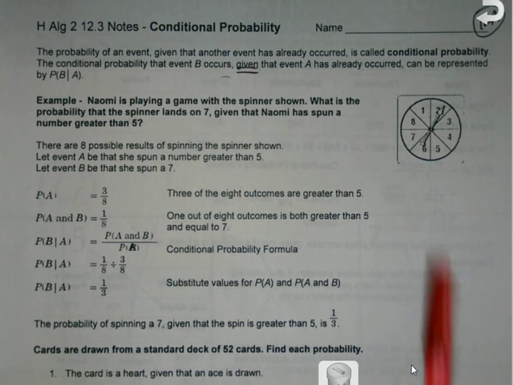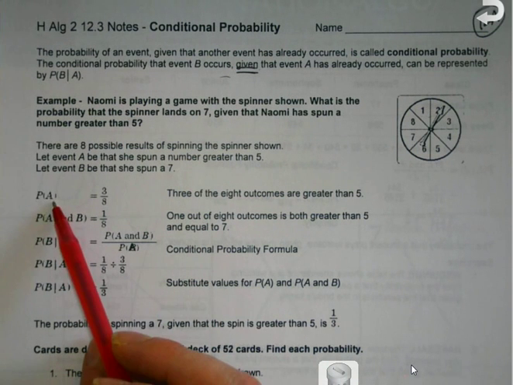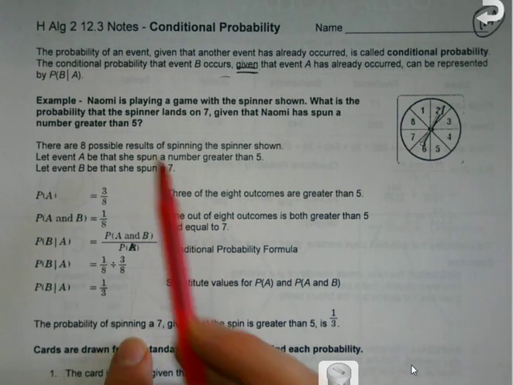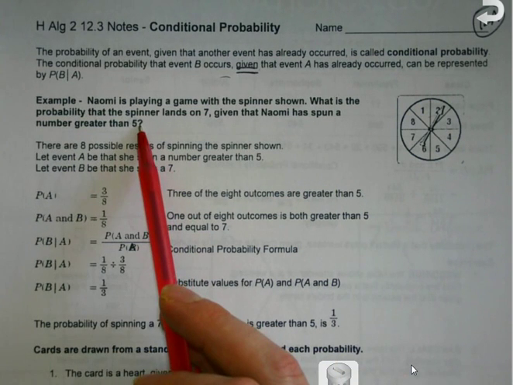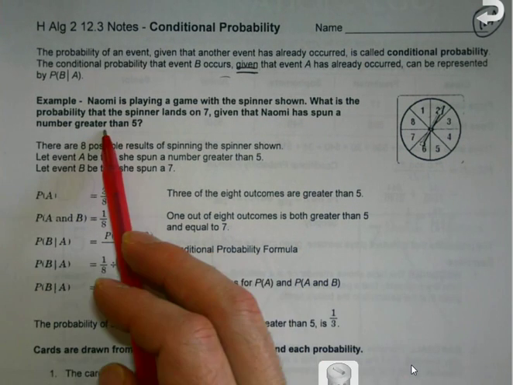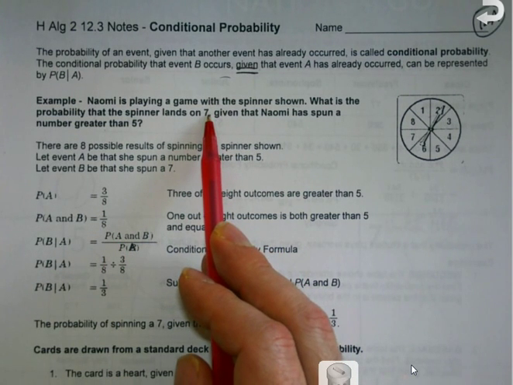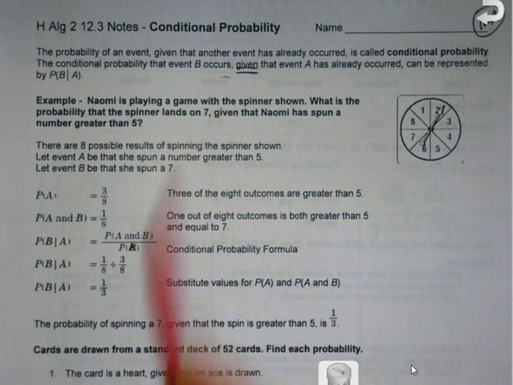Naomi's playing a game with the spinner shown. What's the probability that the spinner lands on 7 given Naomi has spun a number greater than 5? Now, I could do this whole deal right here. Probability of A is 3 out of 8. She spun a number greater than 5, so 6, 7, or 8. How many outcomes are both greater than 5 and she lands on 7? Well, 1 out of 8, because there's 1 out of 8 chance she can get a 7. So I work that through, I divide, I get the answer.